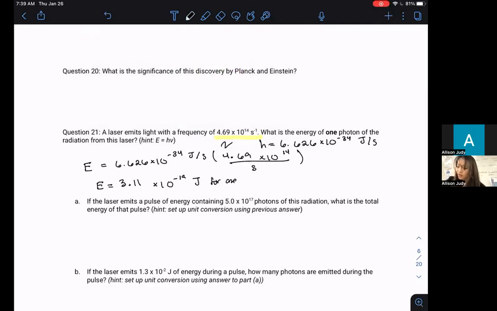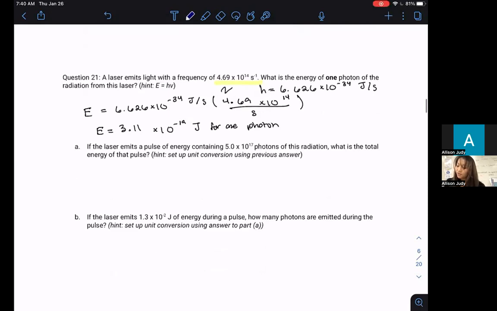For one photon could also be turned into a unit conversion. So don't forget that. This could also be written as such later if there was a follow-up question, which often happens, as you'll see in part A. If the laser emits a pulse of energy containing 5.0 times 10 to the 17th photons of this radiation, what is the total energy of that pulse?